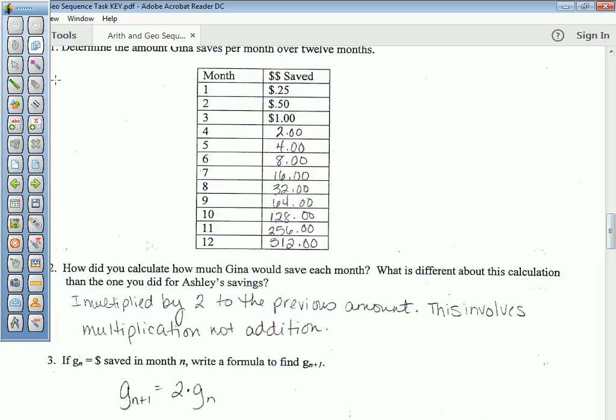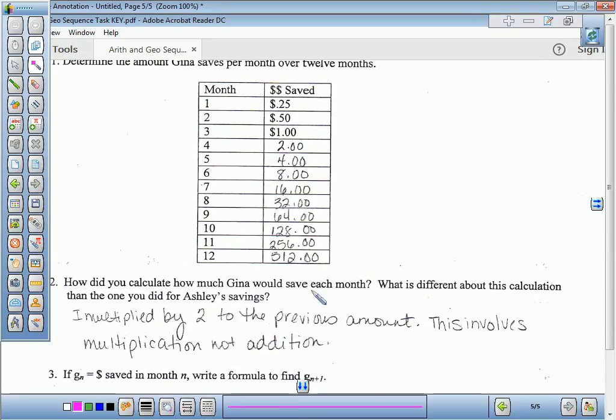All right, now the next one is geometric. We were doubling. So instead of addition, this time we are using multiplication. Now, with repeated addition, we ended up having multiplication in our formula. With repeated multiplication, we're going to end up having powers in our formula, because repeated multiplication is represented with exponents. Okay?